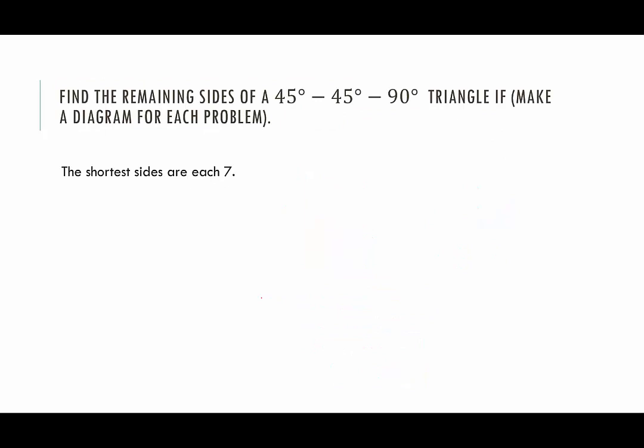Okay, we want to find the remaining sides of a 45-45-90 degree triangle, and we're going to draw diagrams because I always find them helpful. So here, what we know is that the two shorter sides are 7. So this is 7 and this is 7. We are missing our hypotenuse. Well, if we remember, each of these we're going to call x, and then this is x radical 2.